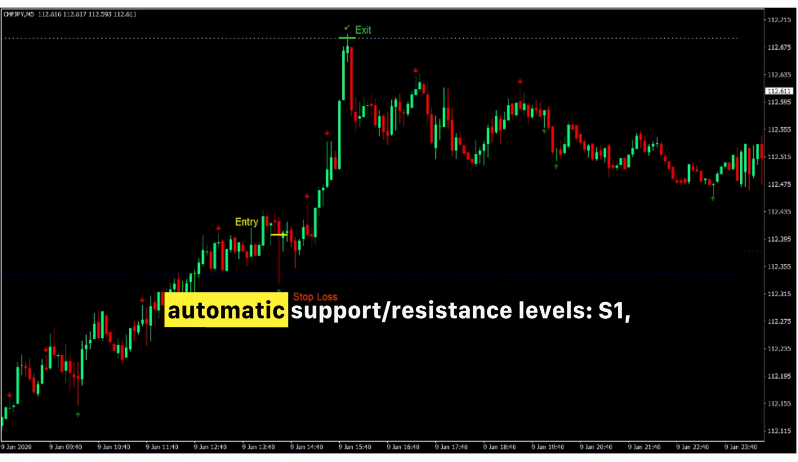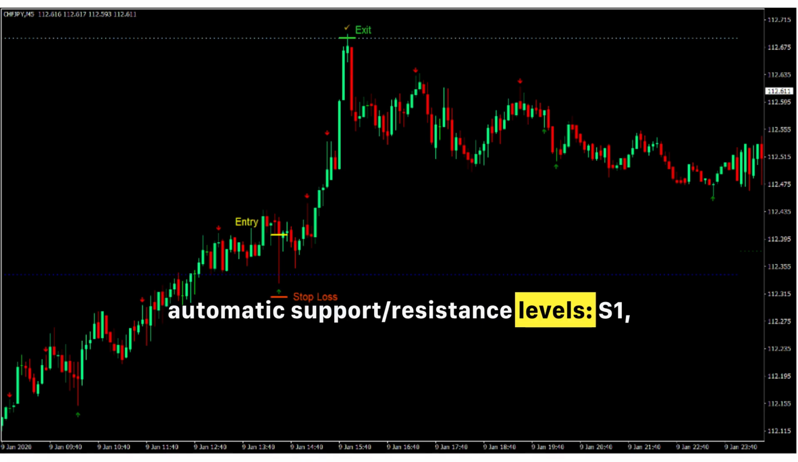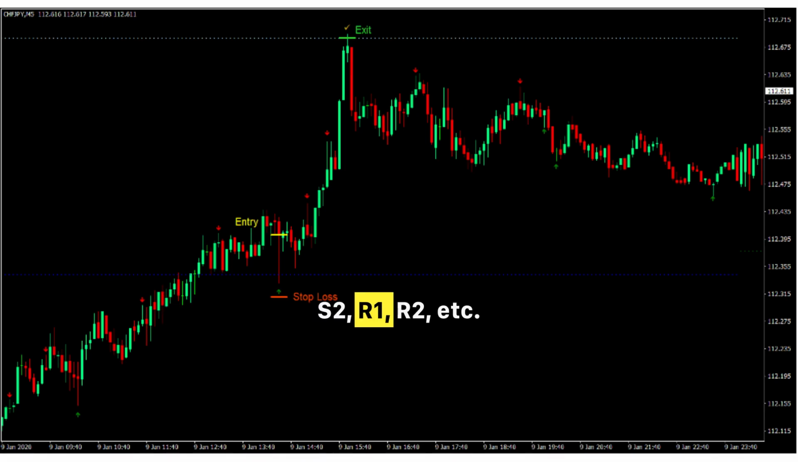Pivot points plot automatic support-resistance levels, S1, S2, R1, R2, etc. The pin bar indicator flags candle wicks showing rejection and gives you an arrow, up or down, on reversal candidates.